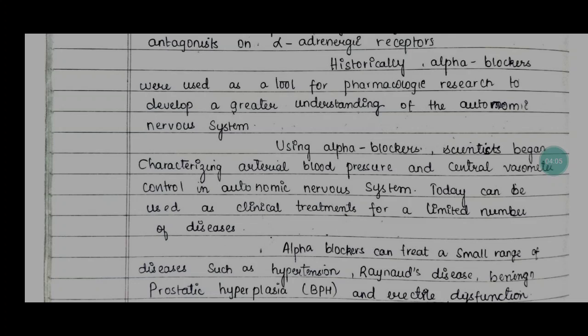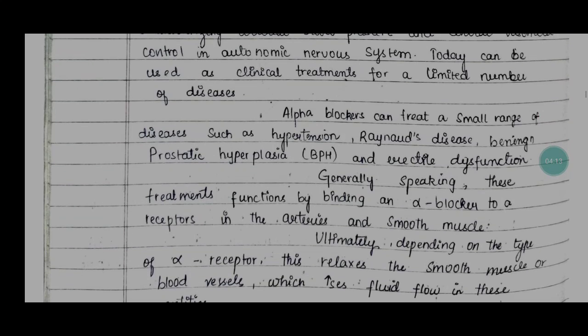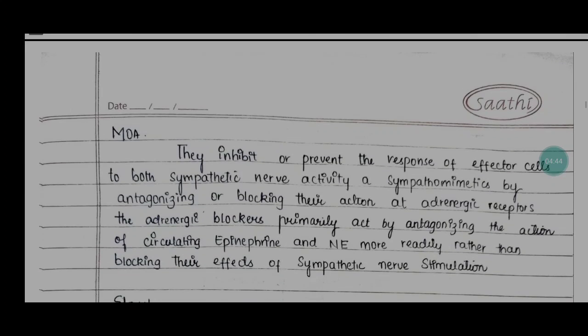The alpha blockers can treat a small range of diseases such as hypertension, Raynaud's disease, benign prostatic hyperplasia, and erectile dysfunction, where generally speaking these treatments function by binding an alpha blocker to a receptor in the arteries and the smooth muscles. Ultimately, depending upon the alpha receptor, this relaxes the smooth muscle or the blood vessels, which increases the fluid flow in this entity.